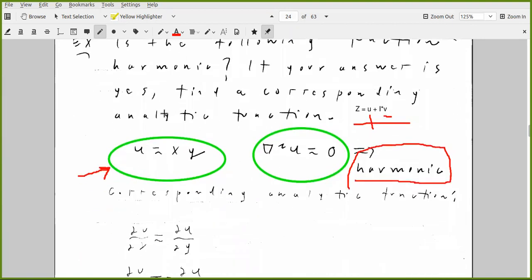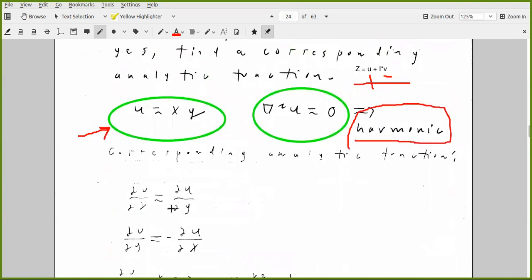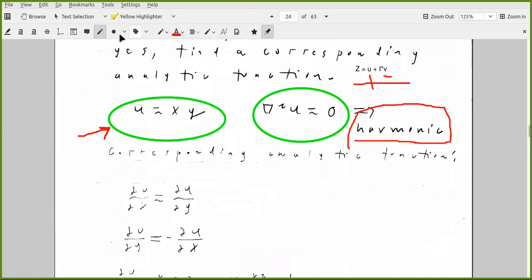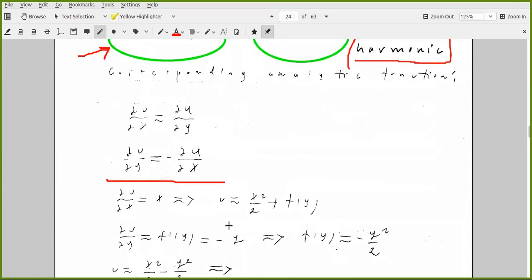And I have applied these Cauchy-Riemann conditions. I've written them here. The first one is du dx equals dv dy. And the second one is du dy equals minus dv dx. These two will always give you a particular u function. It's important to find the particular function. You don't need to find integration constants.